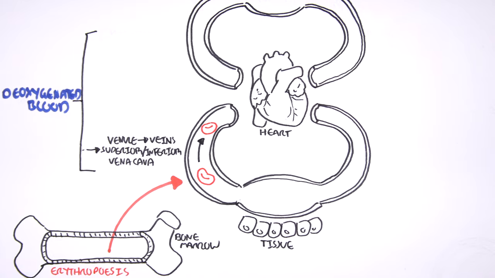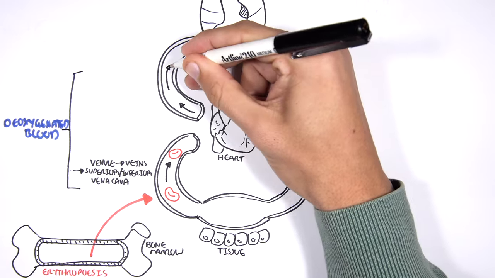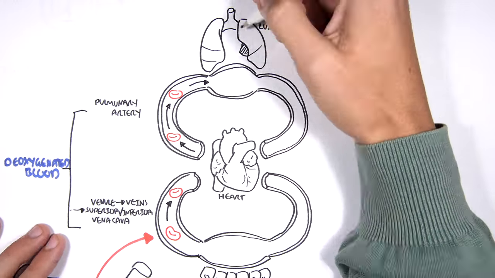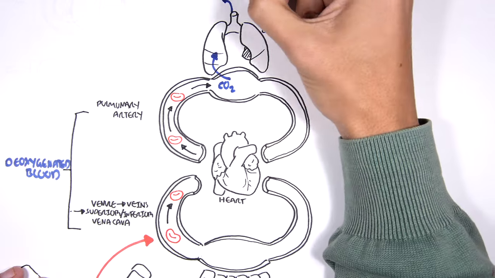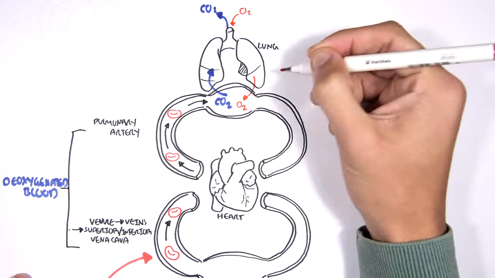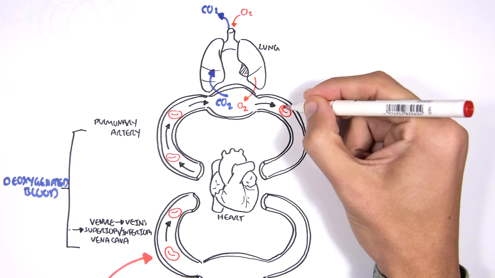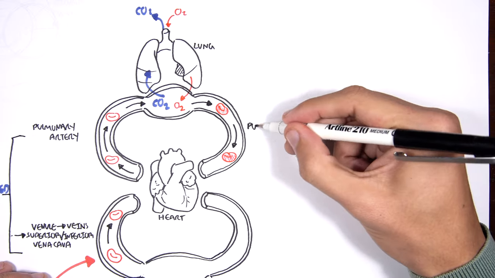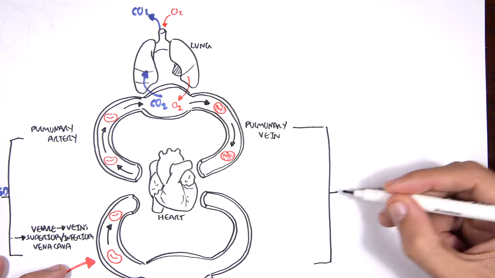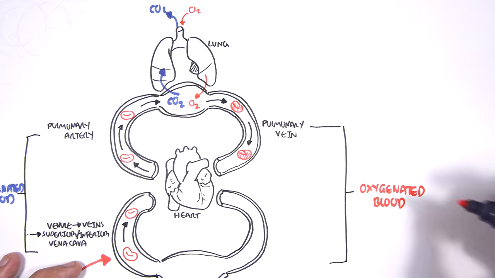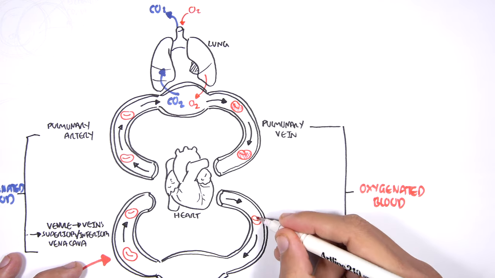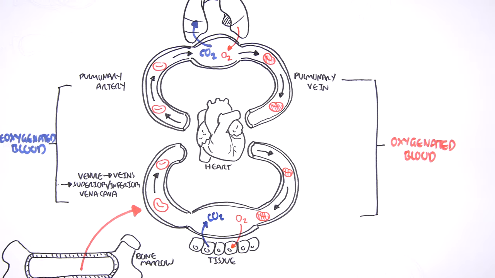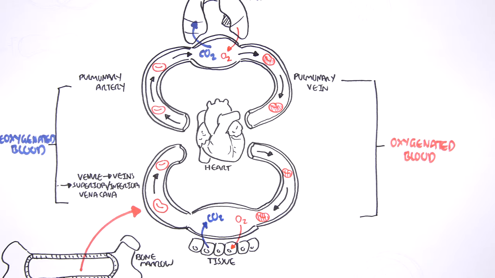Then the heart will pump this deoxygenated blood through the pulmonary artery into the lungs, where the lungs will reoxygenate this blood supply. So carbon dioxide is exhaled and then oxygen is inhaled, and then oxygen can bind onto these red blood cells. These red blood cells with bound oxygen will then go back to the heart via the pulmonary vein. This blood now is oxygenated. The heart will then pump this oxygenated blood to tissues, and the tissues will use the oxygen and give off carbon dioxide as a byproduct, and then the cycle continues.